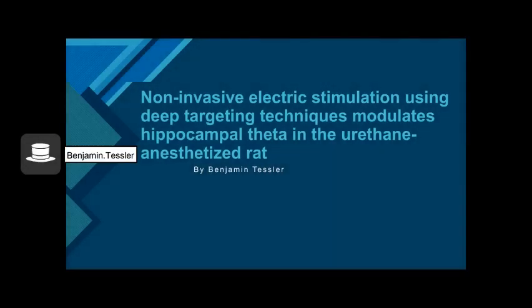Hi, my name is Benjamin Tesler, and I'll be presenting my work titled Non-Invasive Electric Stimulation Using Deep Targeting Techniques Modulates Hippocampal Theta in the Urethane Anesthetized Rat.